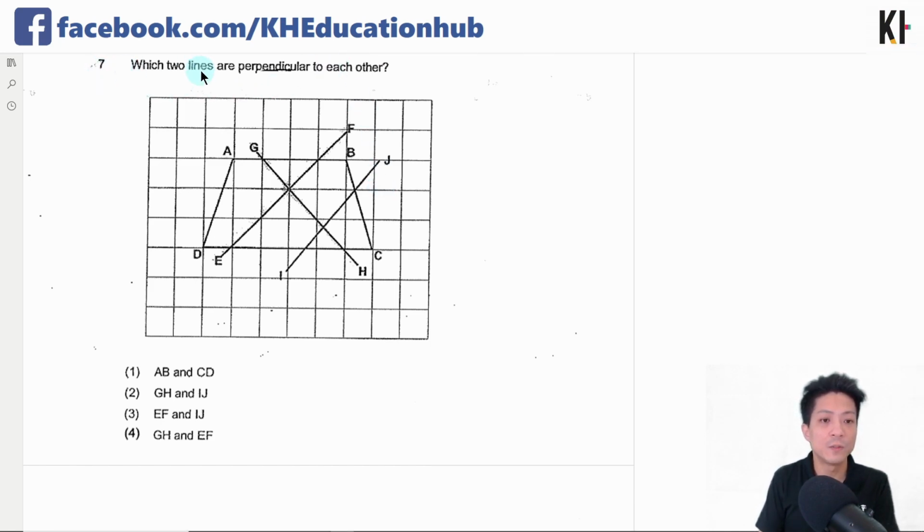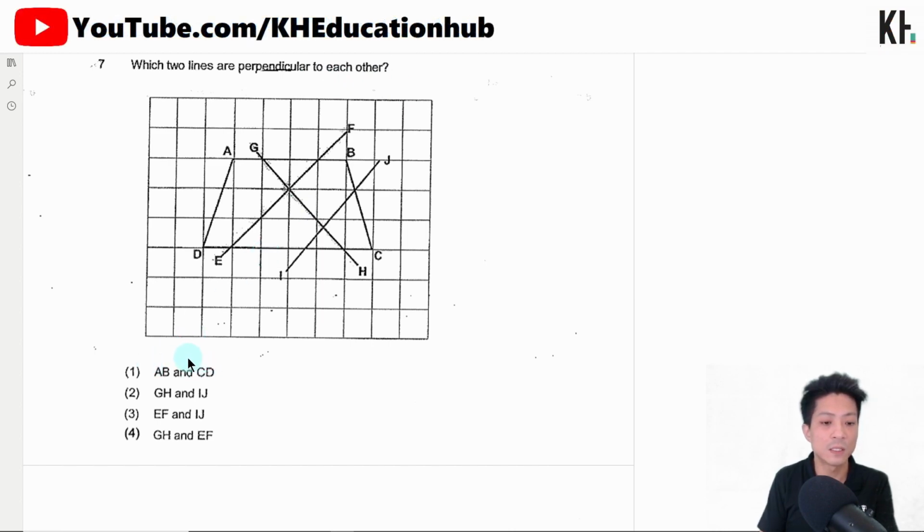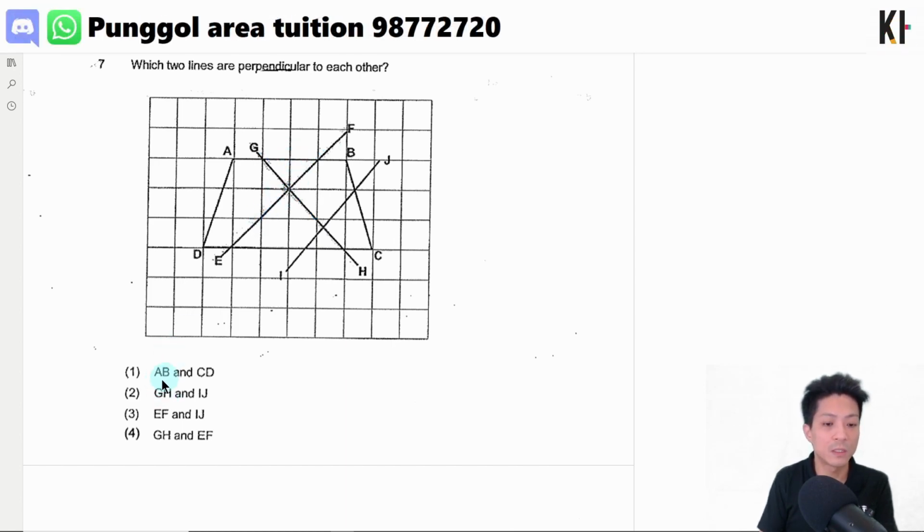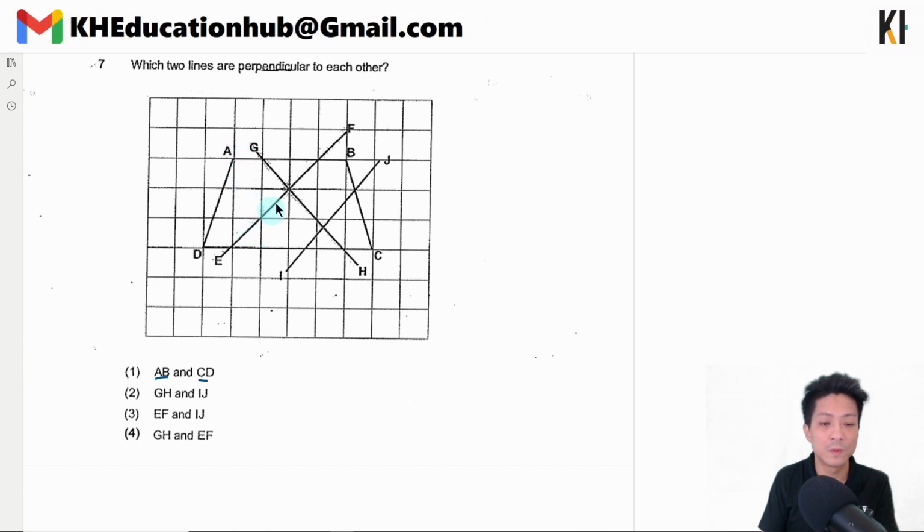Okay, question 7. Which two lines are perpendicular to each other? Let's go through the answers one by one. There are a few perpendicular lines that I can see. These two. Okay, and maybe there are others. But are AB and CD perpendicular to each other? AB and CD are definitely not. They are parallel to each other.